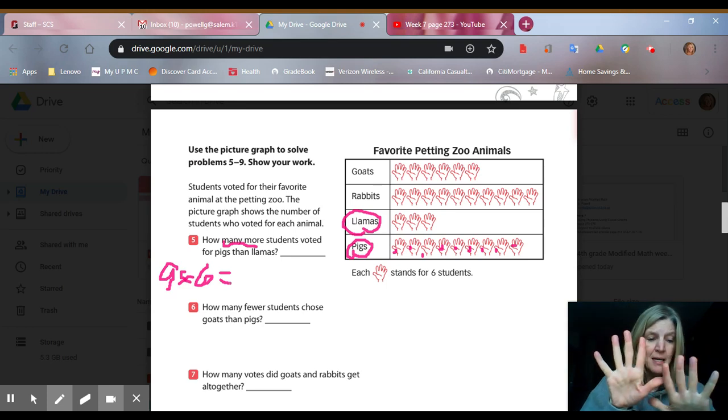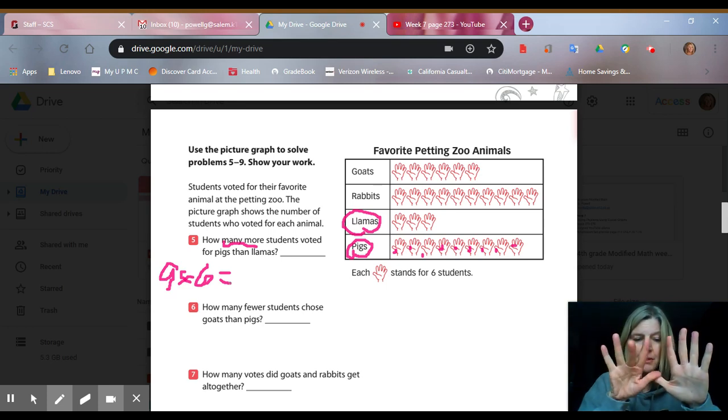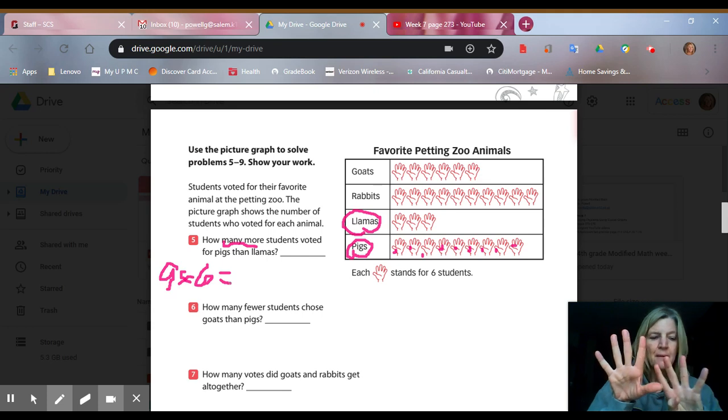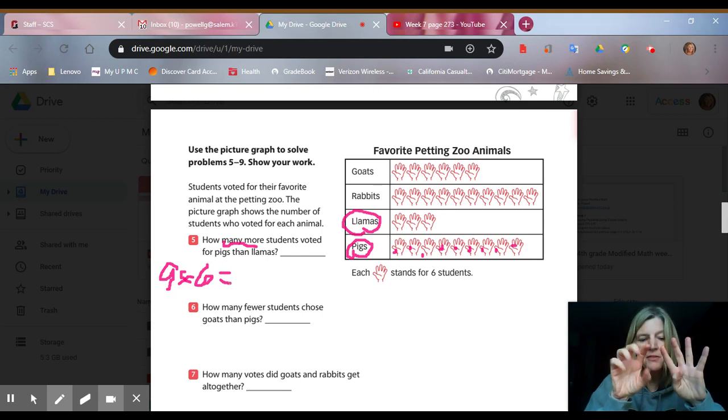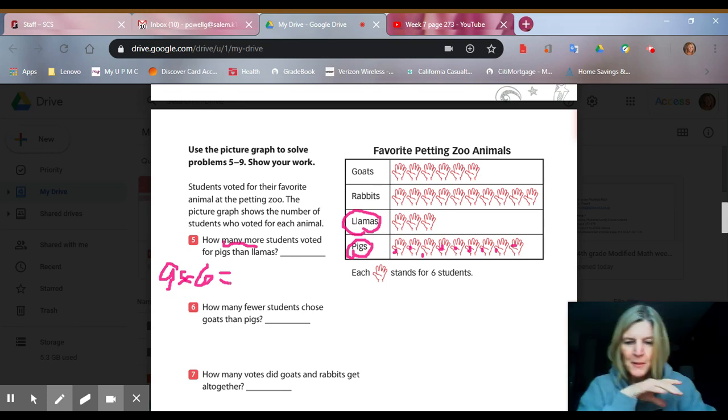Now, if you remembered your 9's trick, 1, 2, 3, 4, 5, 6, 7, 8, 9. Your 9's trick, you would count the sixth finger, 1, 2, 3, 4, 5, 6. You put that finger down. This will tell you how many 10s are in the answer. This tells you how many 1s. So 9 times 6 is 1, 2, 3, 4, 5 10s and 1, 2, 3, 4 1s. 54. So 9 times 6 is 54.